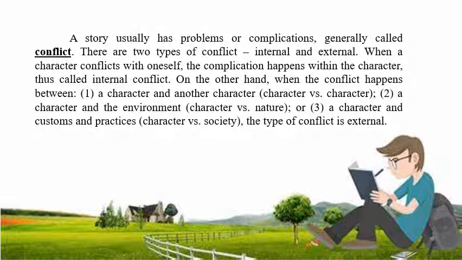A story usually has problems or complications, generally called conflict. There are 2 types of conflicts: internal and external conflicts. When a character conflicts with oneself, the complication happens within the character, thus it is called internal conflict. On the other hand, when the conflict happens between a character and another character, or the character versus the character, a character and the environment, or the character versus nature, and then the third one, a character and customs and practices, or the character versus society, the type of conflict is external.